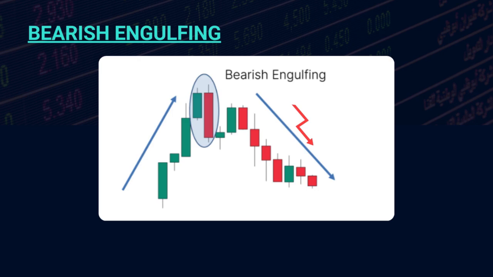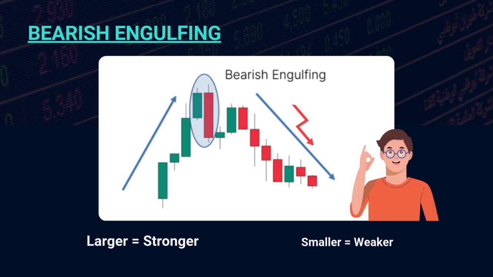The size of the engulfing candle's body is an important factor to consider when analyzing the pattern. A larger engulfing candle indicates a stronger shift in market sentiment and a higher probability of a trend reversal. Conversely, a smaller engulfing candle may indicate weaker sentiment and a higher chance of a false reversal signal. Therefore, traders should pay attention to the size of the engulfing candle's body when using this pattern in their analysis.